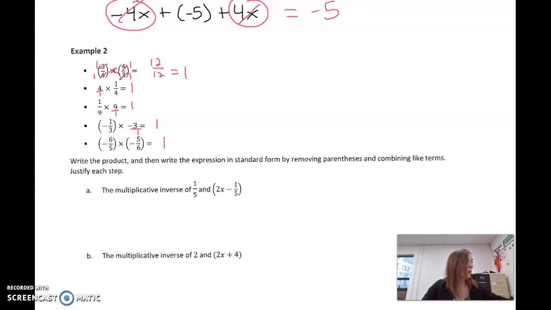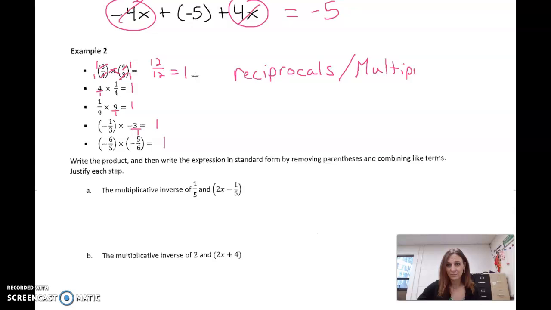Okay? So when we are doing reciprocals, okay, so if we look at all these, they're all reciprocals. And we know reciprocals or multiplicative inverses multiply together to give you 1. That's kind of the definition. See if I can spell multiplicative. Multiplicative. Okay, multiplicative inverses multiply to give you 1.